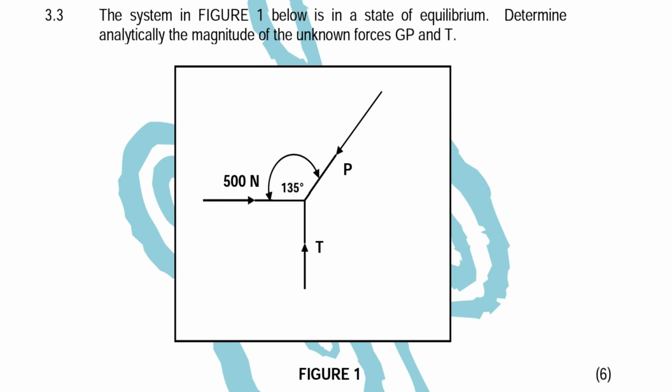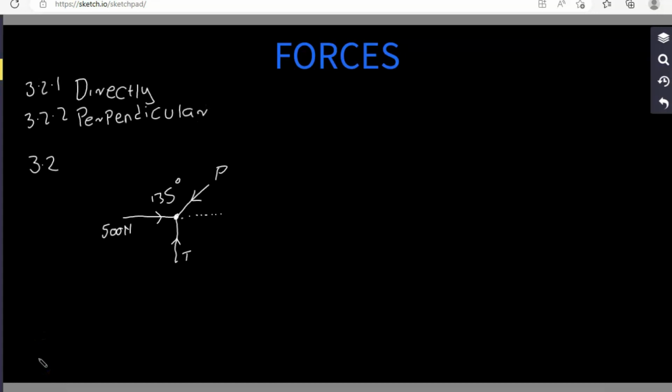And then we move to the next question, which is 3.3. They say a system in figure 1 below is in a state of equilibrium. Determine analytically the magnitude of the unknown forces. It's supposed to be P and T there. Never mind the G, it's P and T. This is the information that we are given. We are given this diagram and they're asking us to calculate P and T.